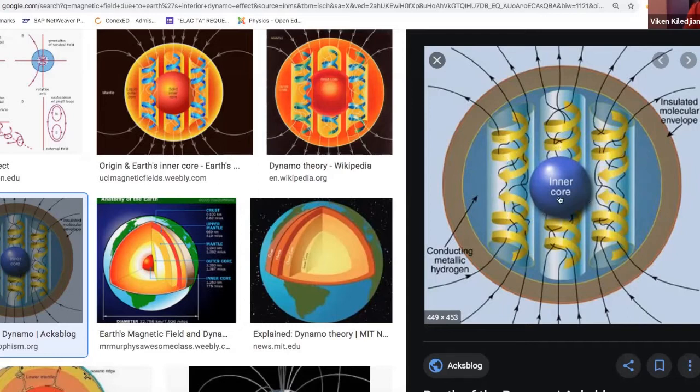Almost like 3 huge solenoids, and then these are rotating. That's how they're creating the magnetism, you see?